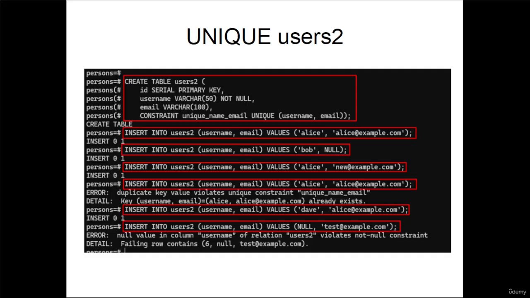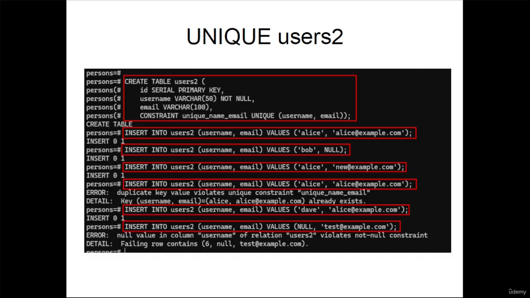INSERT INTO users2 (username, email) VALUES ('Bob', NULL). Result: succeeds. Why? The combination Bob, NULL is unique. The email column allows NULL, and Postgres treats NULL as distinct from other NULL values in unique constraints, so no conflict occurs.